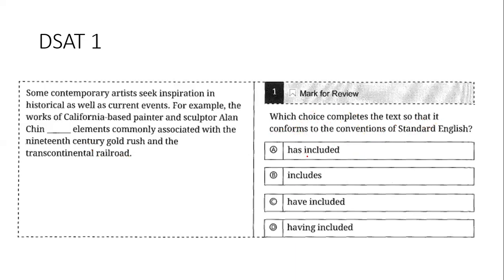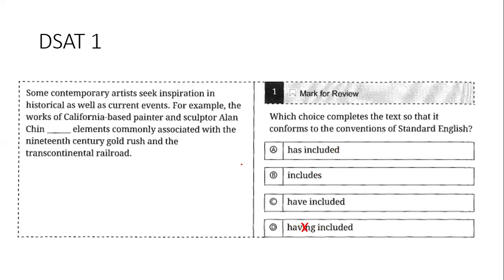The choices are has included, includes, have included, haven't included. These are different forms of the same verb, include. They are all present: present perfect, present simple, present perfect as well, and haven't included is not a tense at all, because it is supposed to be the verb to be before having. So we would eliminate it at the beginning.